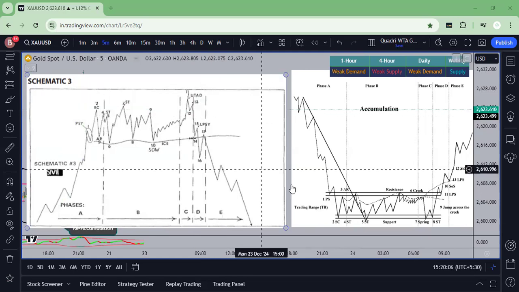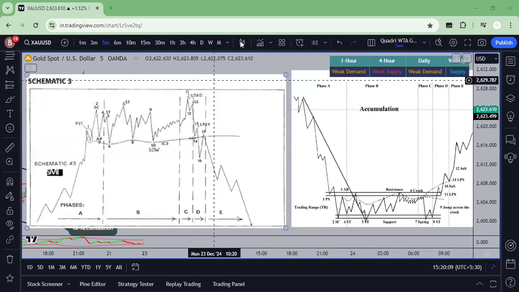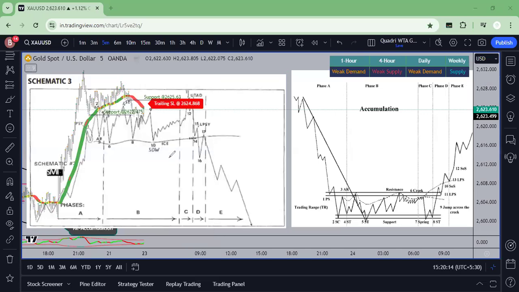So the first thing which I would like to explain is that there are two schematics in this window. One is of distribution, and another one is of accumulation. So I hope everyone who is watching this video understands what accumulation and distribution are.